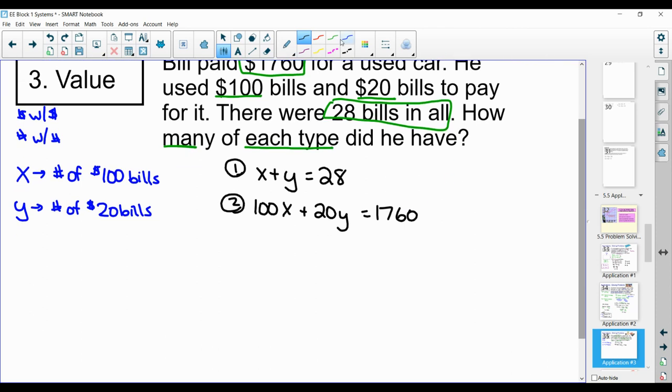Now our next step is to solve. And I'm going to solve this time using elimination. So I set up my equation, X plus Y equals 28.